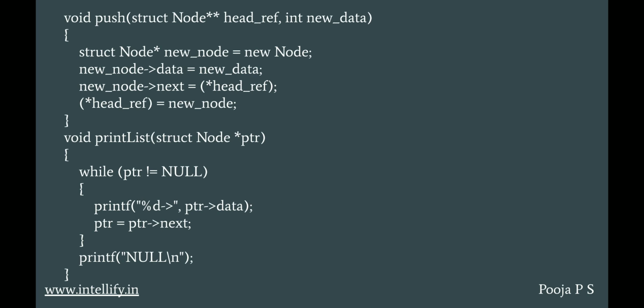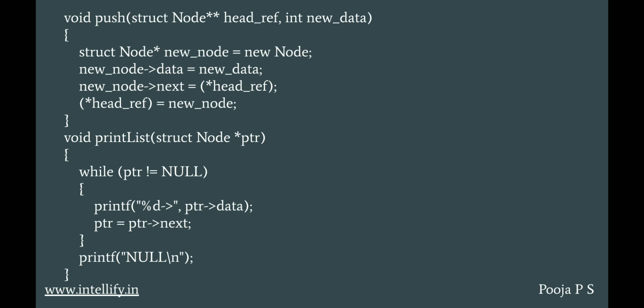And here we are creating the push function, which is the utility function. We are creating this function to add a new node here. This statement will allocate the node, this statement will put in the data, this will link the old list to the new node, and this will move the head to point to the new node.